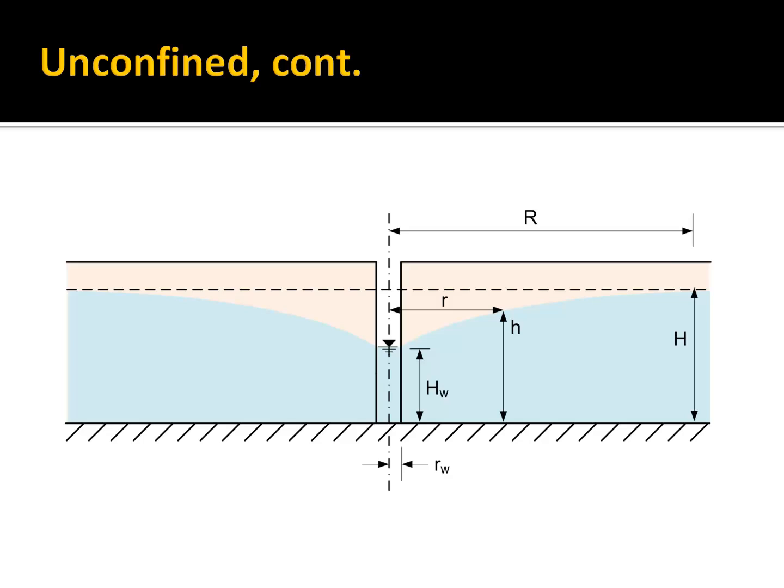We no longer have D, the thickness of the aquifer. H, again, is the initial height of the water table prior to pumping. R is our radius of influence. Little r is the radius out to some point. These two variables define the shape of this potentiometric surface. It's actually the free surface in this case, the water table. And then again, the radius of the well and the height of water at the well.